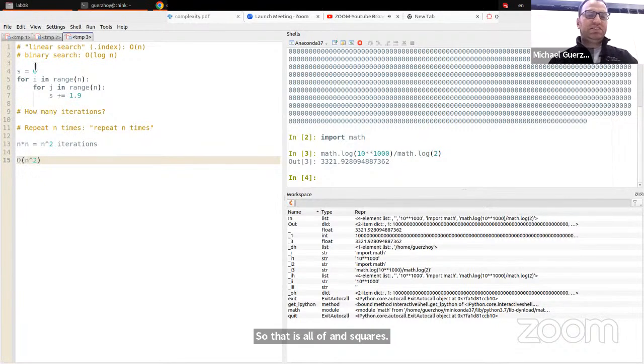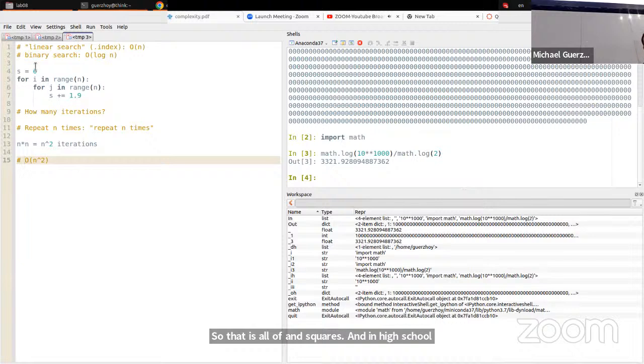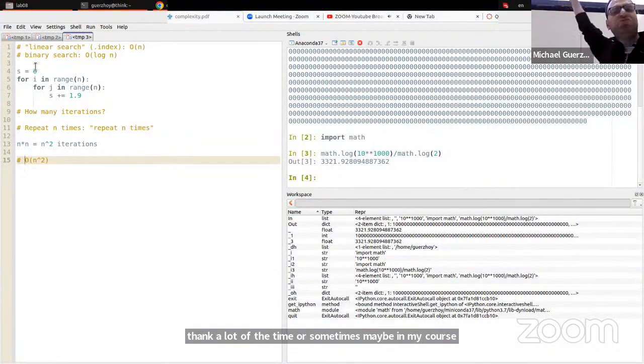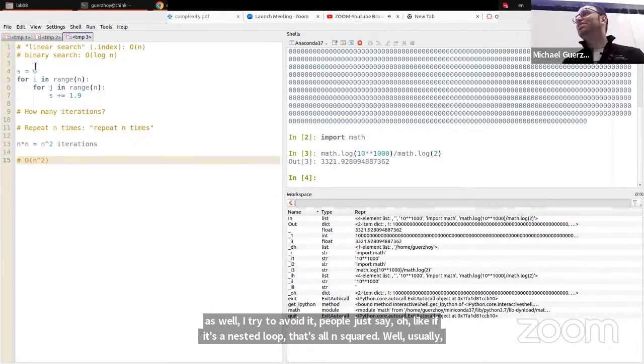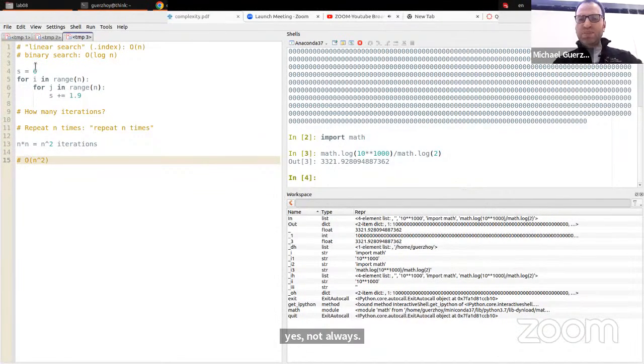In high school, and sometimes maybe in my course as well, people just say, oh, if it's a nested loop, that's O of n squared. Well, usually yes, but not always. You've got to think about it. So right away, I want to give an example where it's a nested loop, but it's not O of n squared.